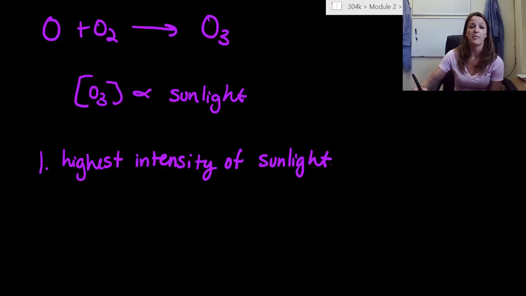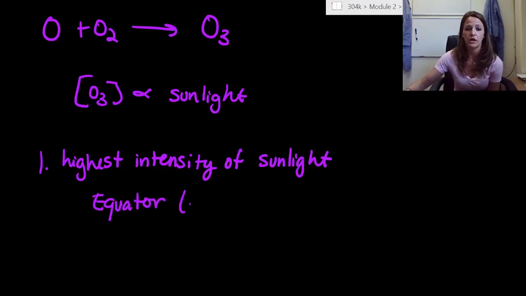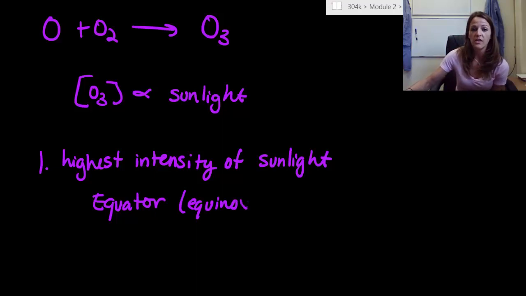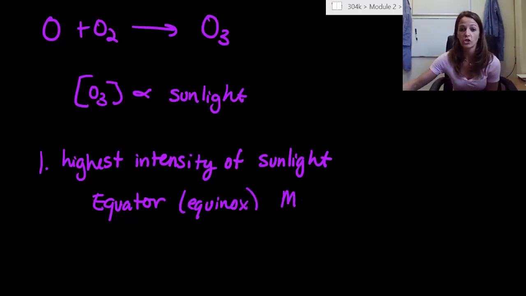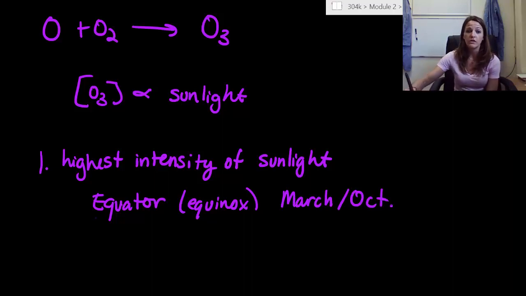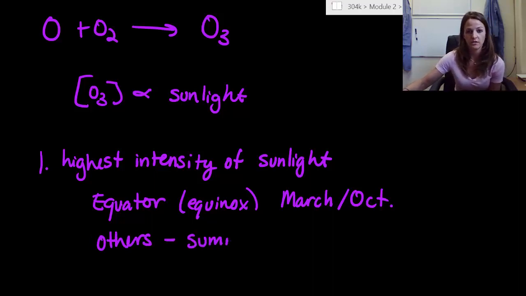So what we can map out are two different points on Earth where we can see this high intensity. The first one is at our equator. At our equator during equinox, we actually see the highest amount of sunlight in March and October. Now, alternatively, for the rest of the planet, I'm just going to write others, everywhere else, it is just during summer solstice.